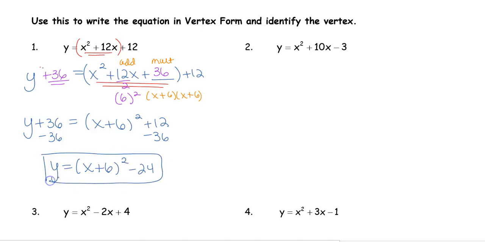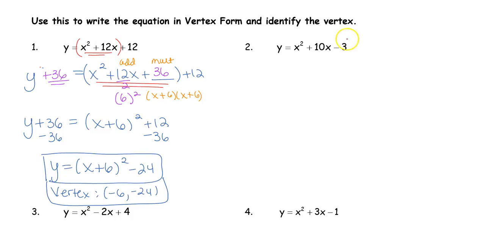From this equation, we can identify the vertex. The x stays with the x, so I see a positive 6. That means my vertex is at a negative 6, negative 24. Anything inside of the parentheses is the opposite of what we think. All right, so let's try that again.